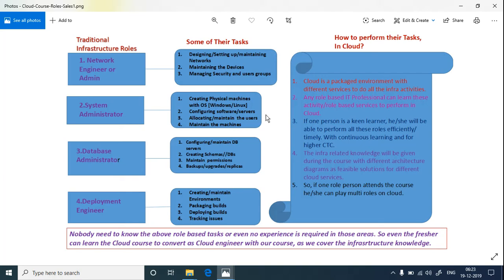Then allocating and maintaining the users. Yes, here also, as we discussed previously, there are two categories of access permissions. One is at the AWS services level, and the second one is at the virtual machine level. These things, at the machine level, they are managing. Let us say you create one virtual machine.